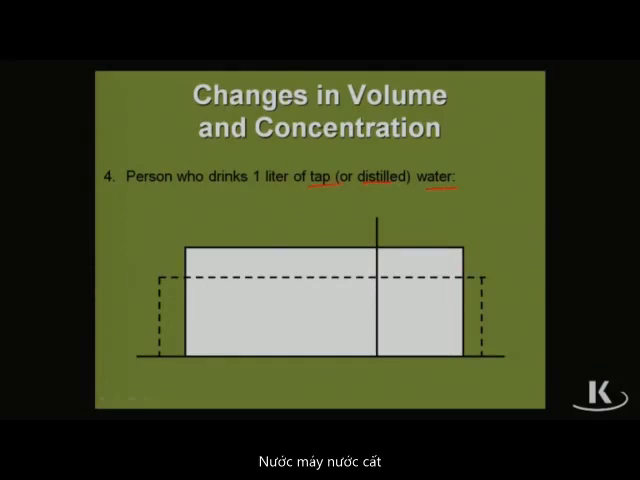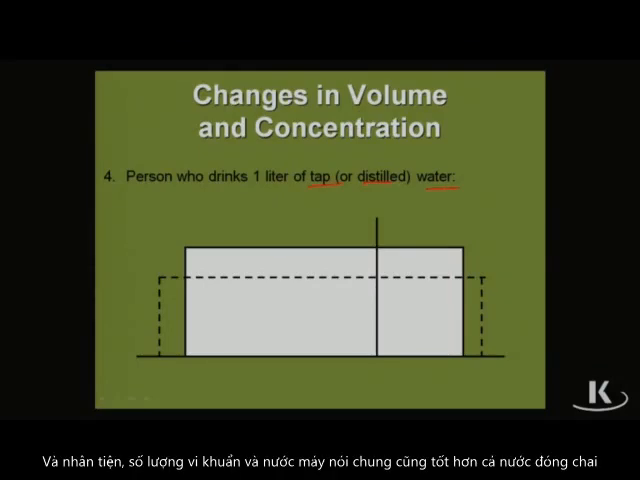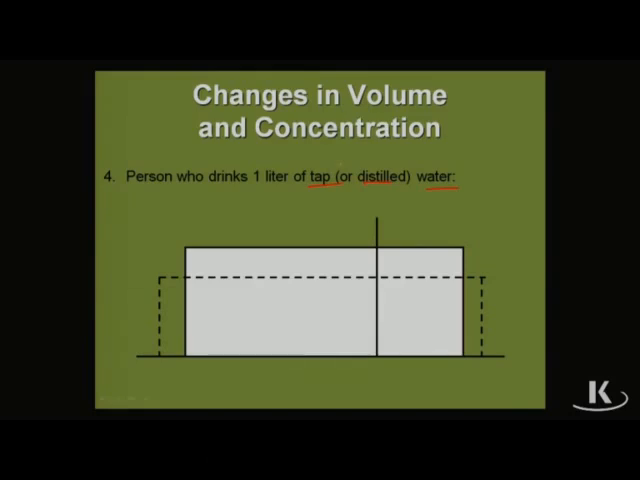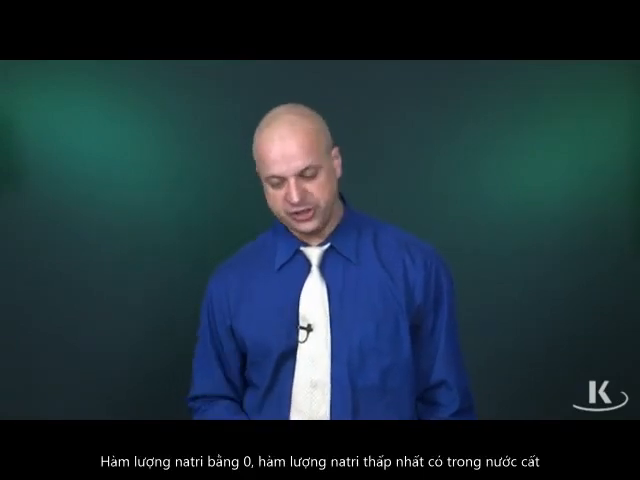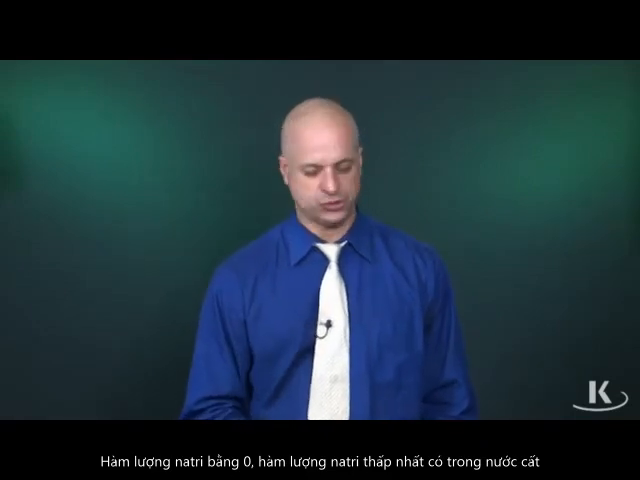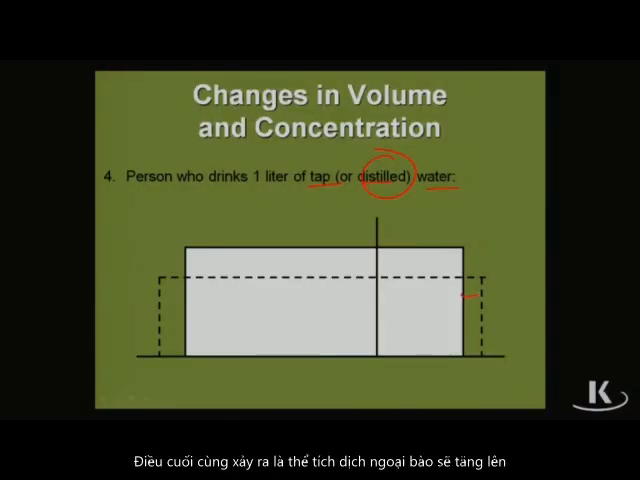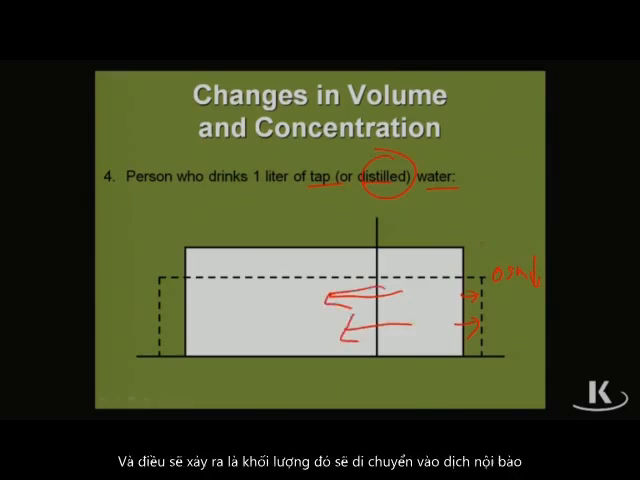Next, tap water, distilled water. And by the way, the bacteria counts in tap water in general are better than even in bottled water. So tap water is just as good. Okay. So when you have tap water, distilled water, which has very low sodium content, the lowest sodium content is in distilled water. What ends up happening is that the volume of the extracellular fluid will go up. The osmolality of the extracellular fluid will go down. And when the osmolality goes down, it'll equilibrate, and volume will move into the intracellular fluid.